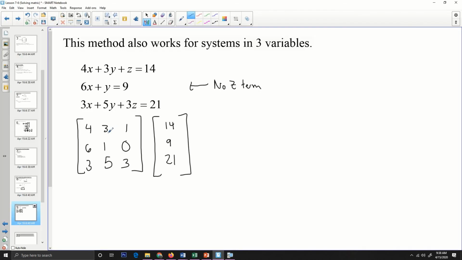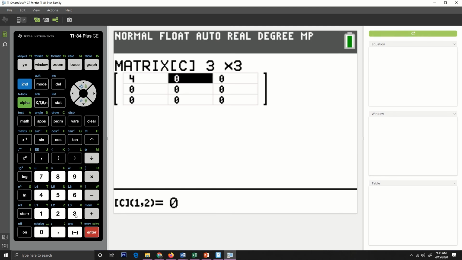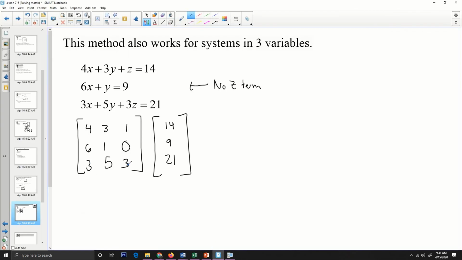And then I have to copy the values. So 4, 3, 1, 6, 1, 0. Oh, and by the way, you do notice that I did talk about how we label the ordered pairs. So this right here says matrix C, row 2, column 3, and the contents of that cell is 0, and that's what I have in there right now. Okay, so in the last row, we're going to put 3, 5, 3.